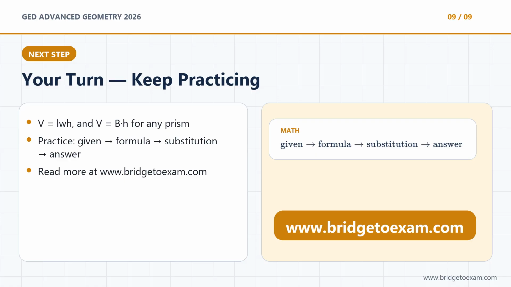Excellent work today. You can now find the volume of a box and a cube, use V equals capital B times H for any prism, handle a triangular prism, and work backward to a missing dimension. Your mastery check is the 10 practice questions for this session. For each one, write it out this way. Given information, then formula, then substitution, then the answer with units.